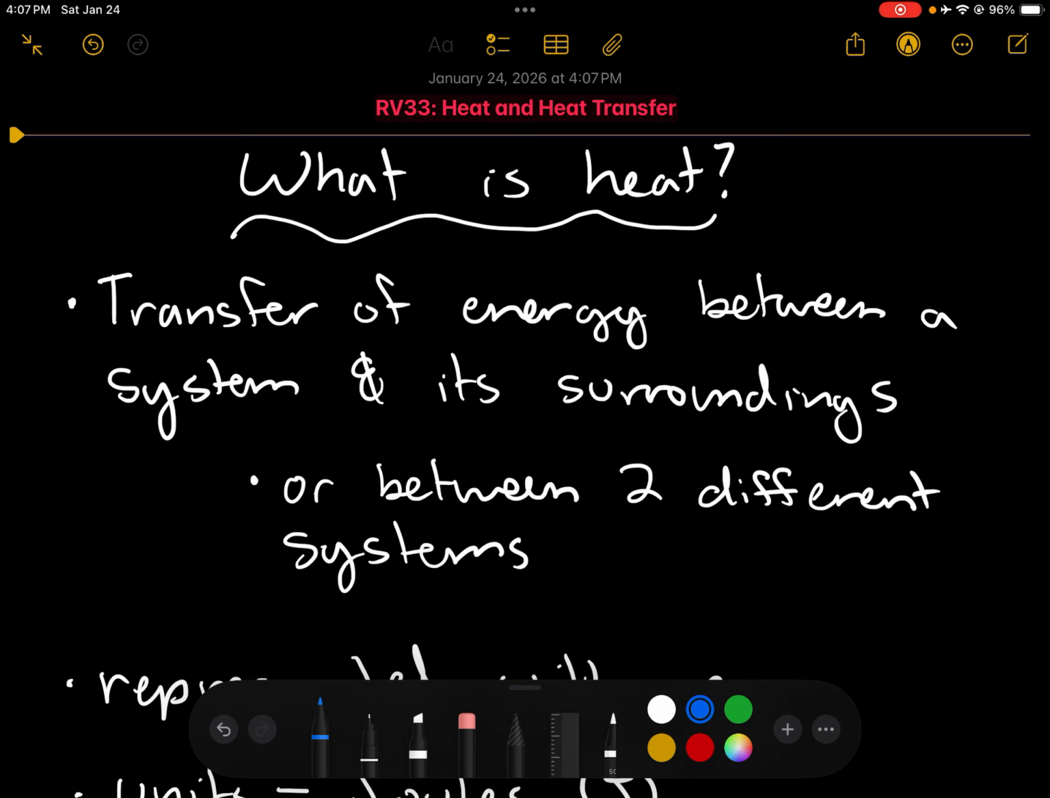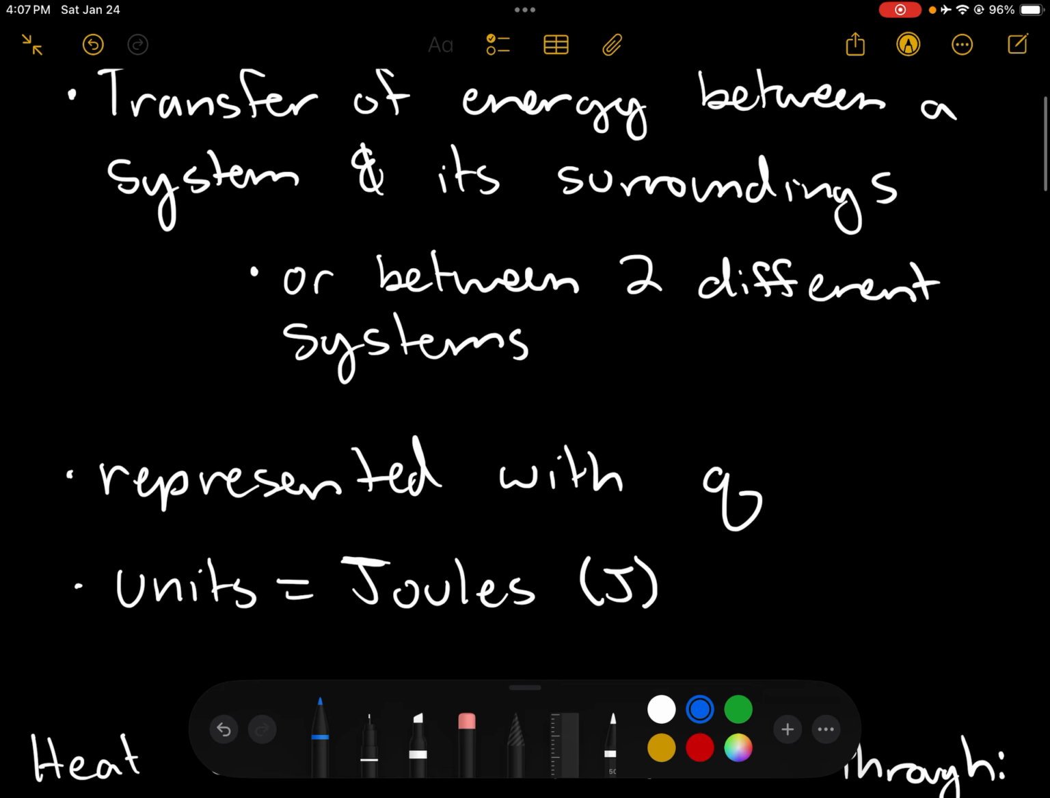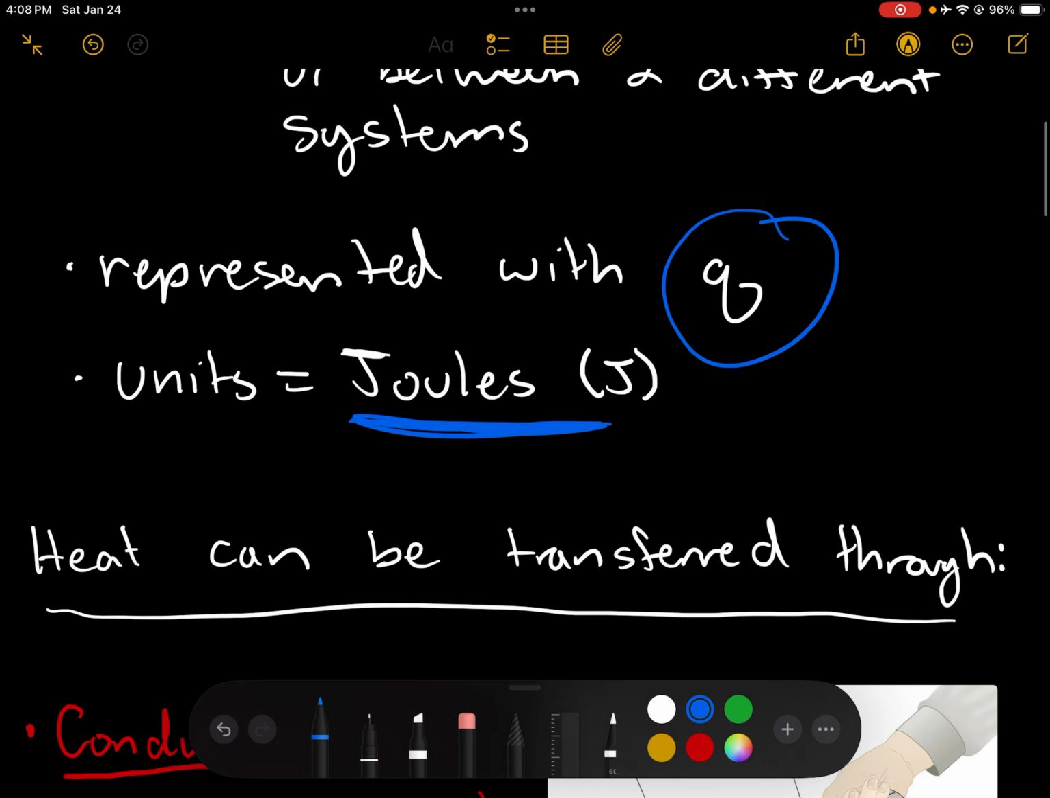But again, heat is not a static thing. It is a transfer of energy moving from one place to another. Specifically, we are going to represent heat with the variable Q, and whenever we represent heat, 9 times out of 10, the units are going to be joules. There are a couple of others that you could see for heat, but most of the time it's going to be joules, or you'll need to convert it to joules to work with it mathematically.